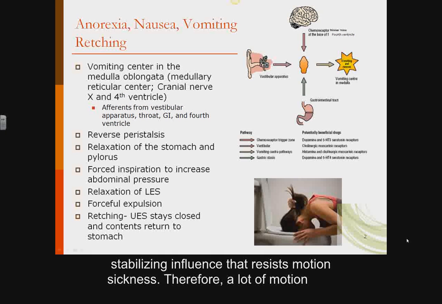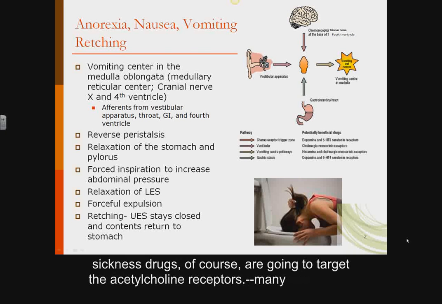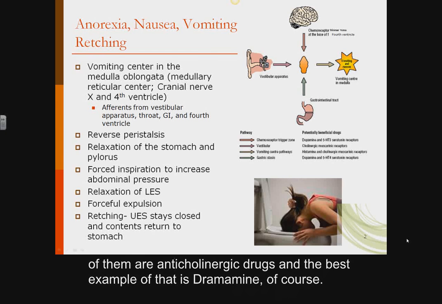Therefore, a lot of motion sickness drugs, of course, are going to target the acetylcholine receptors. Many of those drugs are anticholinergic drugs, and the best example of that is Dramamine, of course.